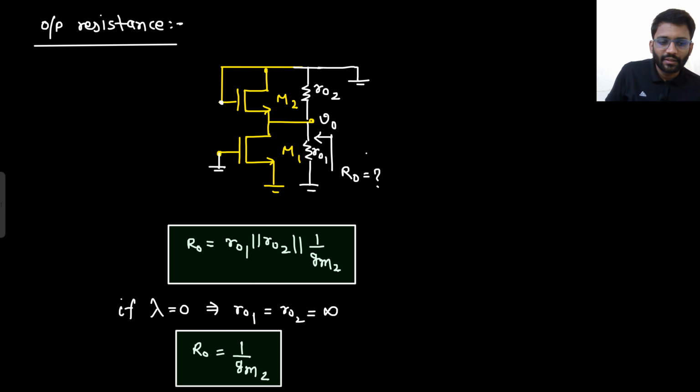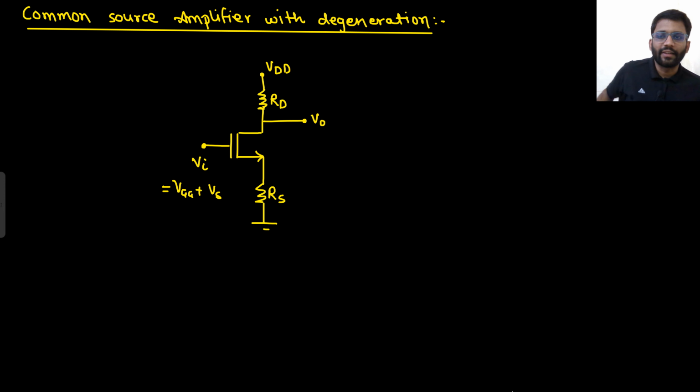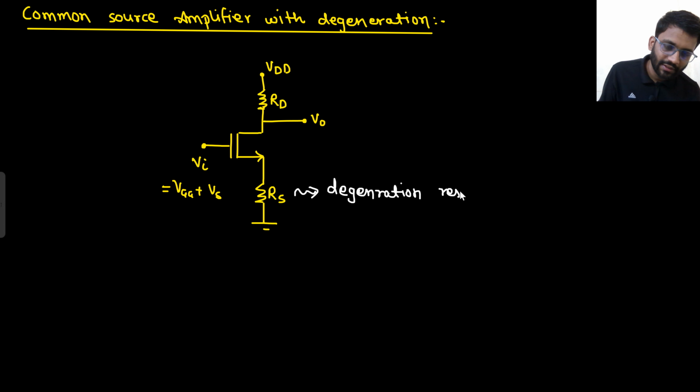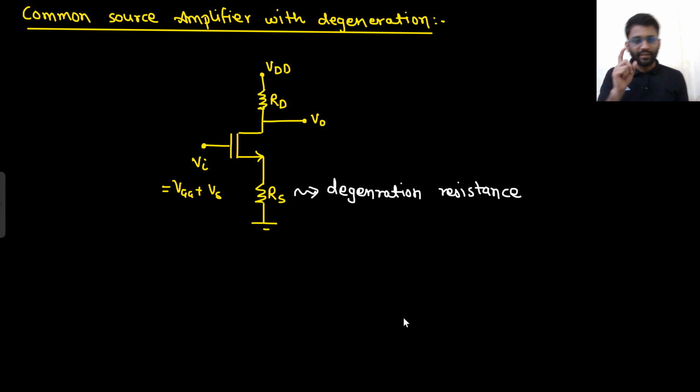Right, let's move on to the next amplifier, that is the common source amplifier with degeneration. This is known as degeneration. This RS is the degeneration resistance. Why is it used? What is the advantage? What is the disadvantage? Everything we will see.